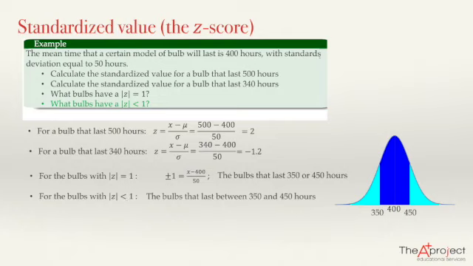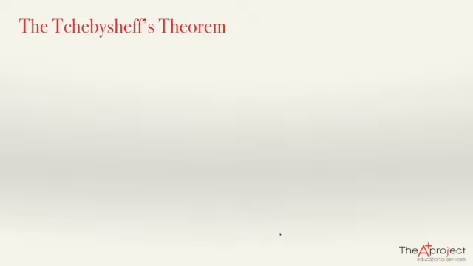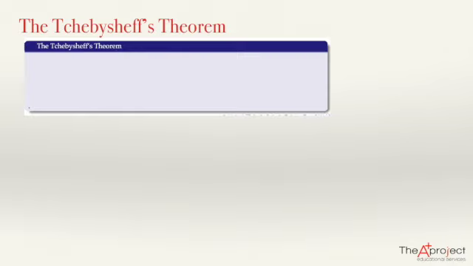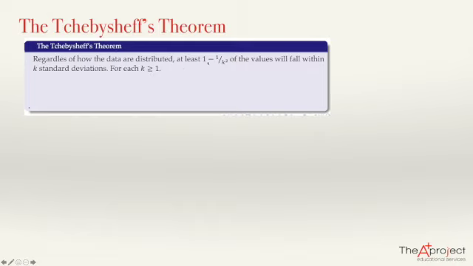This concludes my explanation of this z-score. Let's now study other topics related to the z-score. Let's speak about the Tchebyscheff theorem. This theorem says that, regardless of how the data are distributed, at least 1 minus 1 over k squared of the values will fall within k standard deviations. And this will be true for each value of k that is greater than or equal to 1.